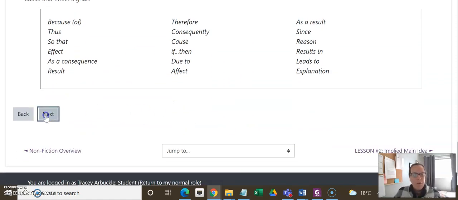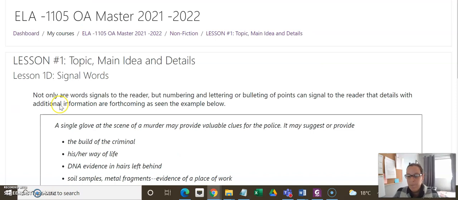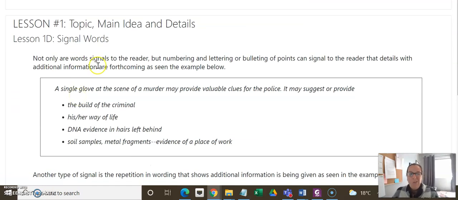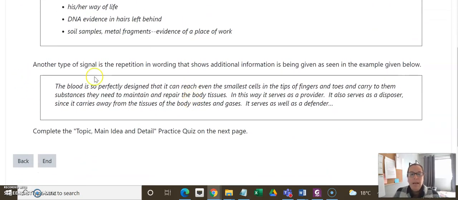Okay, so the next page of this lesson is just saying, there are words that are signals to the reader, but there are also some other things that happen. So numbering, lettering, or bulleting of points can signal to you that there are details coming in to pay attention to. The last type, and these are a little bit less common, is you might see a similar phrase being used over and over that are basically saying the same thing.